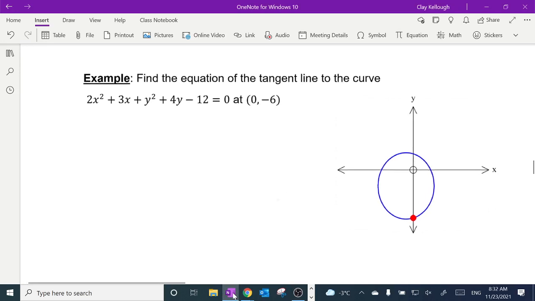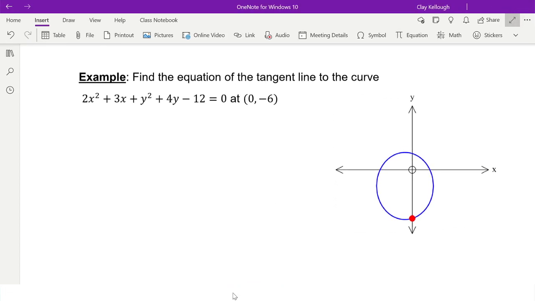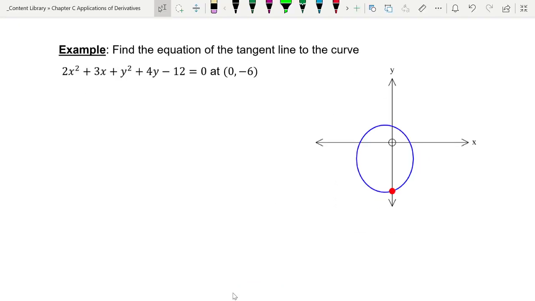Example, find the equation of the tangent line to that curve. I'm going to call this part A too, because we're going to do a B part, and like I said, you're going to need loose leaf for the B part. So find the equation of the tangent to the curve. Here's an ellipse. There's the equation that describes the ellipse, and at the point (0, -6), I would like the equation of the line that touches it exactly once.